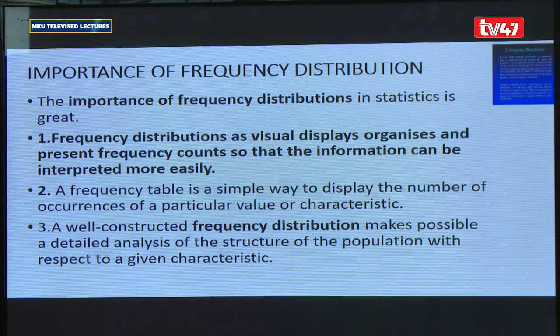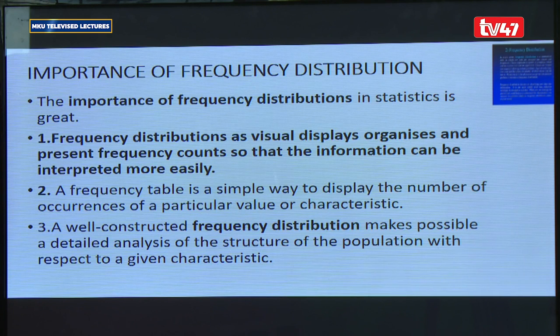So what is the importance of the frequency distribution? One, it will assist us display the information in visuals. We have been able to see clearly that information. It's a lot of information, but we can see it visually. It is also a very easy table to understand and to portray the number of occurrences of particular characteristics. And then it helps us to give us the detailed analysis of the information of a given characteristic.